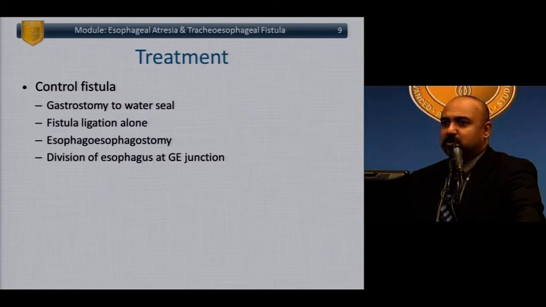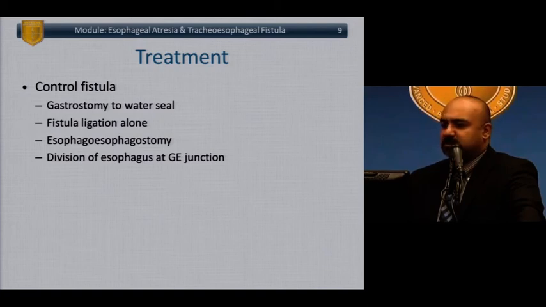Fistula ligation alone, we do this in premature babies or smaller babies, or in the patients where we can't get the two ends together, we'll ligate the fistula. Once you ligate the fistula, that's probably the most urgent part of the case, because once you take away that communication, you can always put a G tube in, you can always feed the baby, and you can take your time and do the repair. So you can ligate the fistula alone, or you can do the combination. You can ligate the fistula and do the esophagostomy. That's what we try to do in most of these cases if we can.